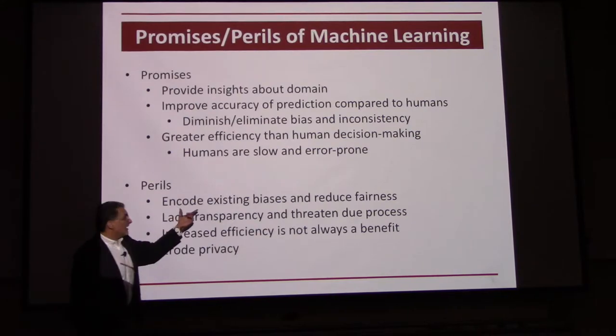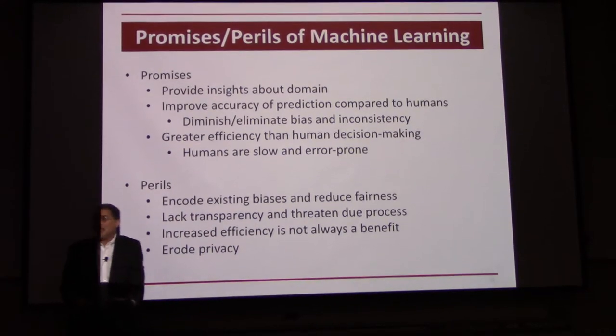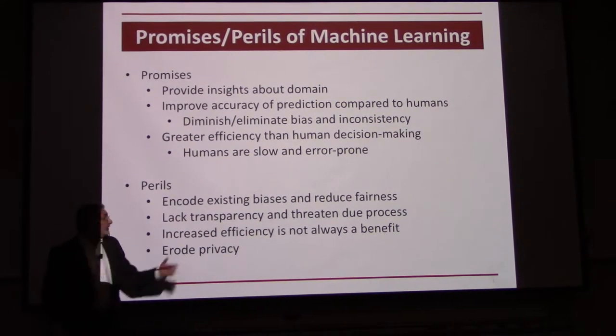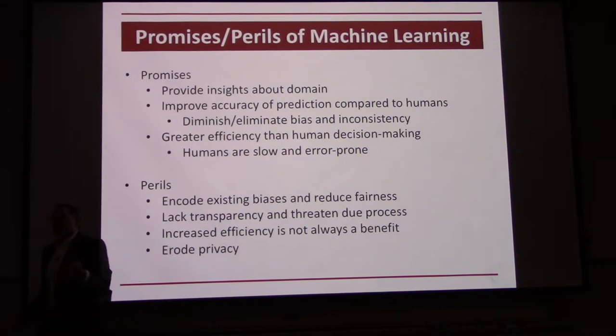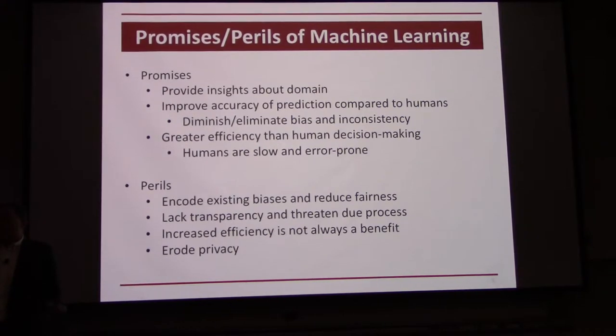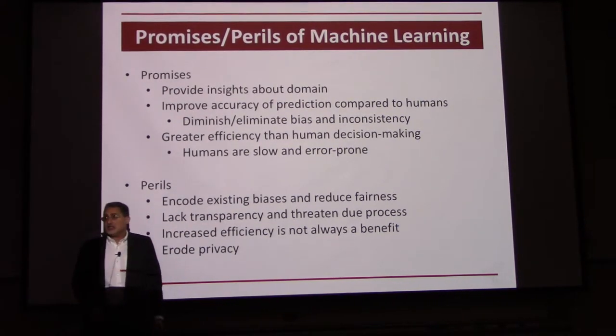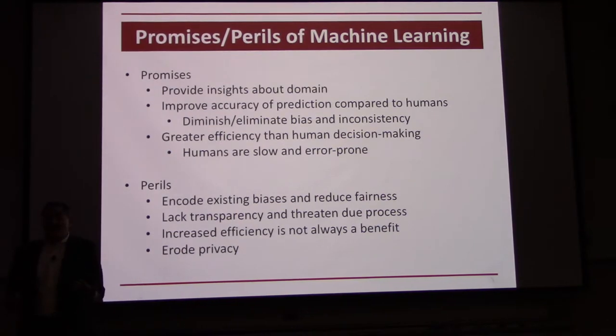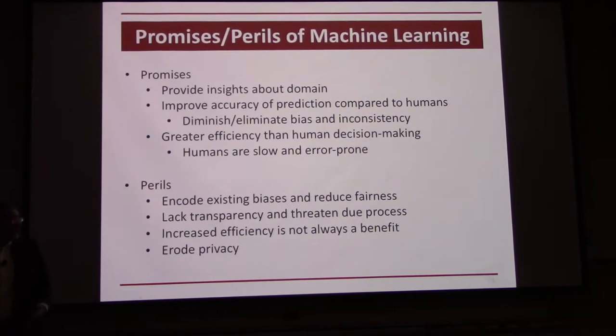So it has a potential, despite the fact that we might think that it's this objective system, really what it's doing is potentially encoding our existing biases into that system and giving us a false sense of security that it's objective. Okay? It also lacks transparency and threatens due process. Right? So I get denied bail by an algorithm, and I ask why. And the answer is because the algorithm said so. Where's my due process? Right?